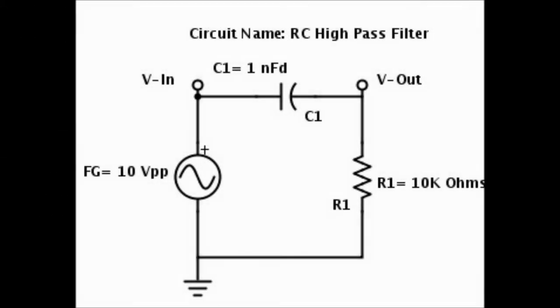With an RC circuit at low frequencies, our capacitor will act as an open, and as we approach frequency cutoff and higher frequency, the capacitor will act as a short, resulting in a high pass filter.